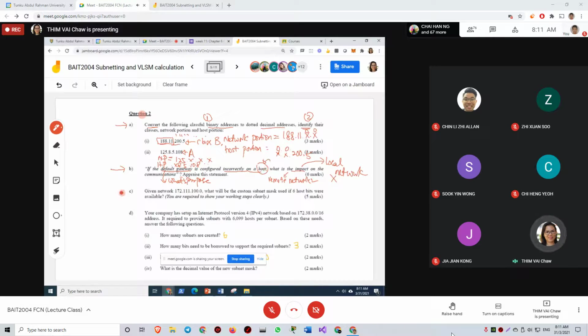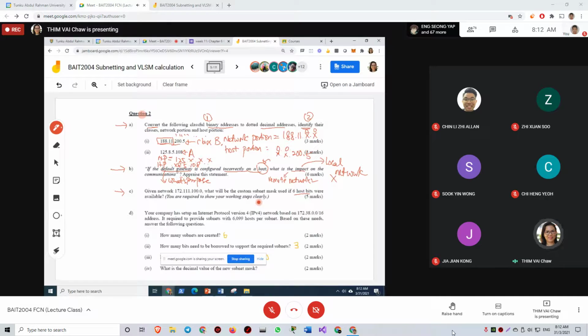So now I'm moving on to the next question. Given a network 172.111.100.0, so he has this network, this is a network address. What will be the custom subnet mask used if 6 host bits were available? Because over here, he did not give any prefix length, but he is going to say what will be the custom subnet mask used if 6 host bits were available. So he said that you are required to show your working steps clearly.